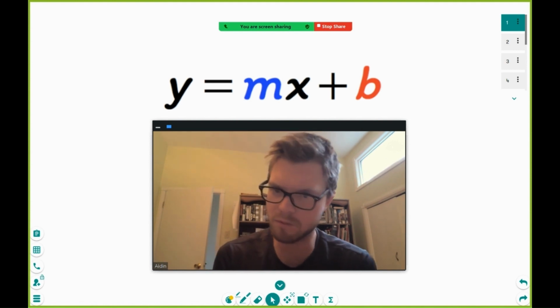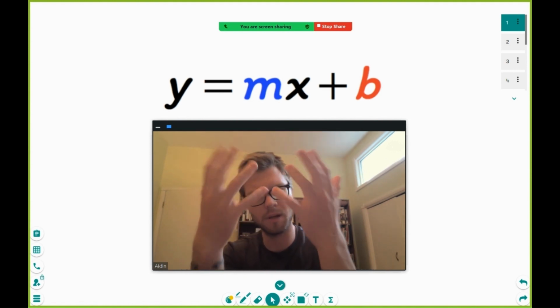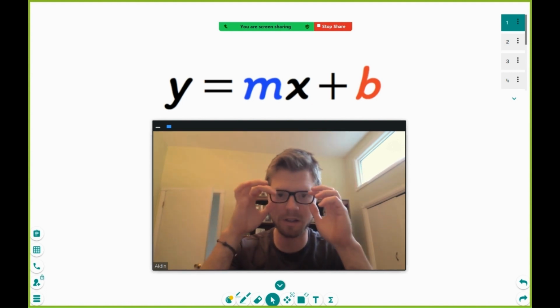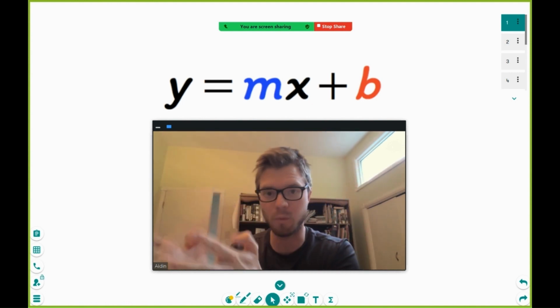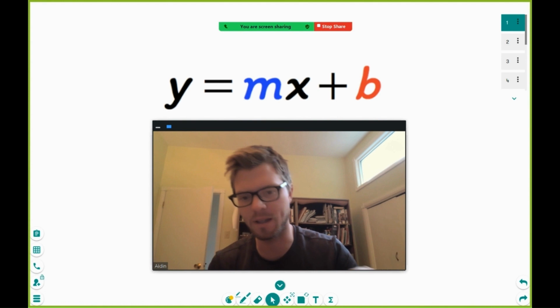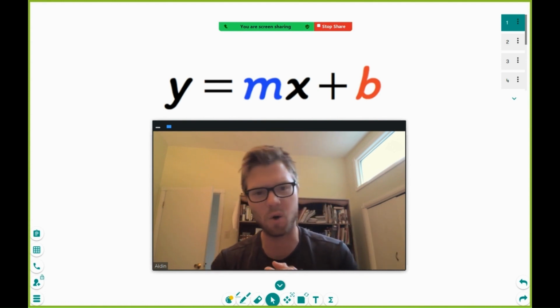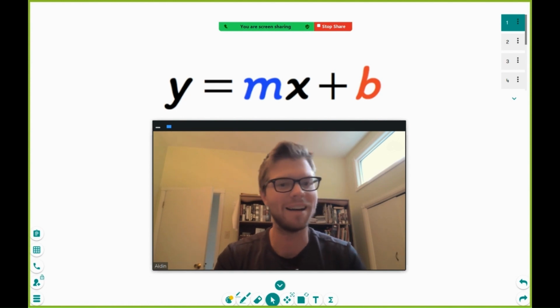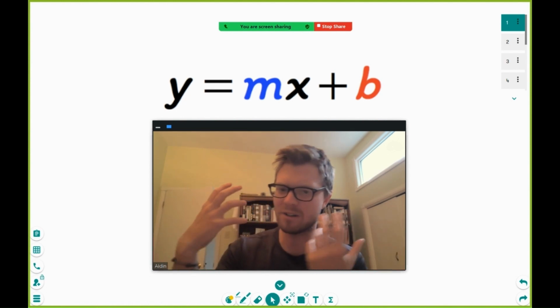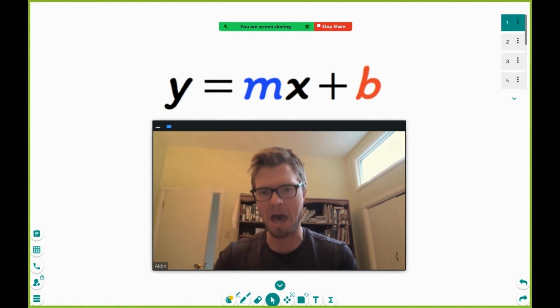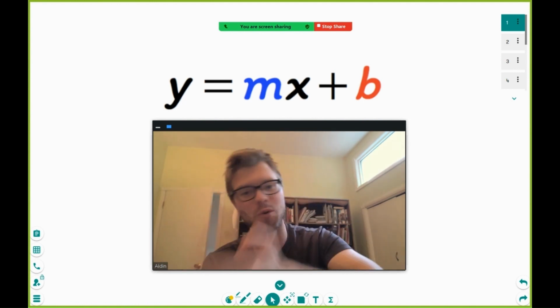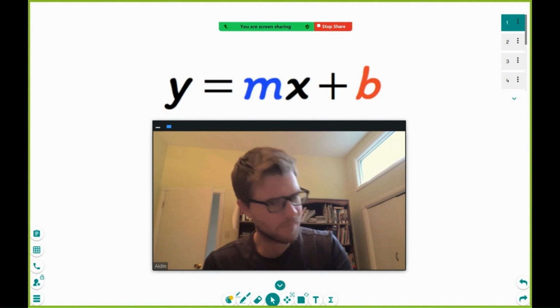Maybe it's the first time you've ever seen a mathematical expression with all letters, a y, an m, an x, and a b. I remember when I was going through this, I really didn't know what was going on. I was very confused because there were letters all over the place. Why are letters now in math? What's going on?